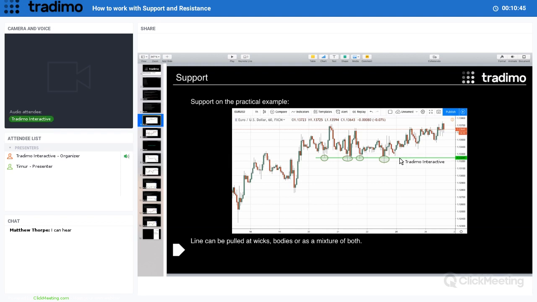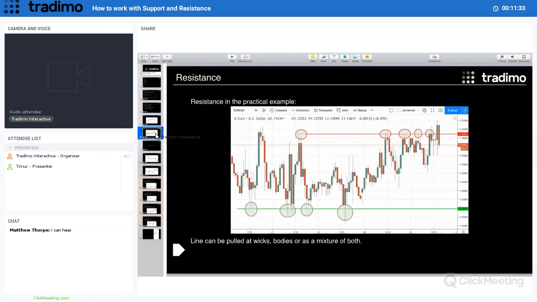And maybe you are wondering, why is this level a specific line and not a few pips lower or higher? And this is where the individual decision comes in. There is no perfect line. You can draw this line lower or higher. That's not a big deal. You can take the wicks of a candle, you can take the bodies of a candle, or a mixture of both. And this is the support line as I would draw it. I drew the line here for the support level. So this is a support level.